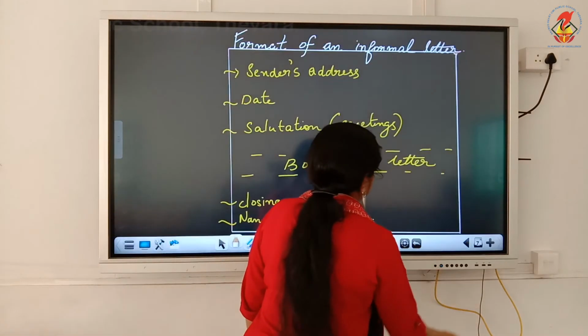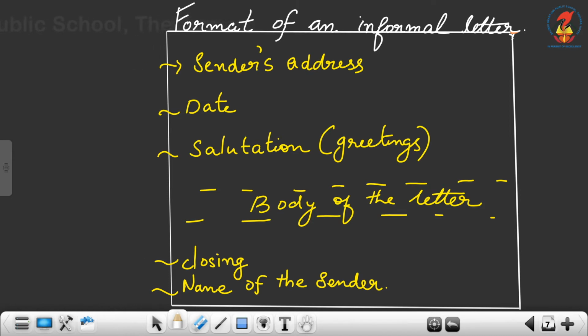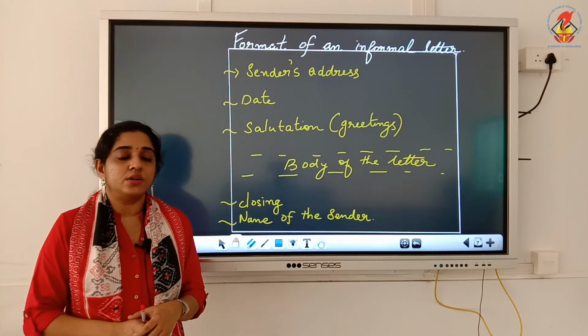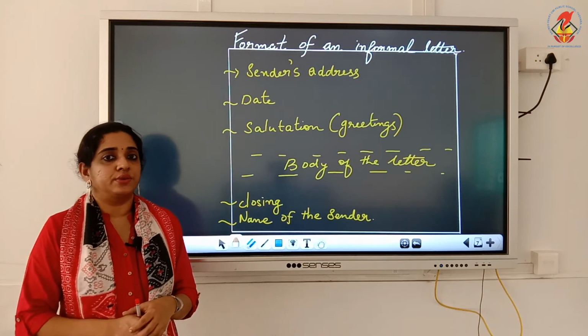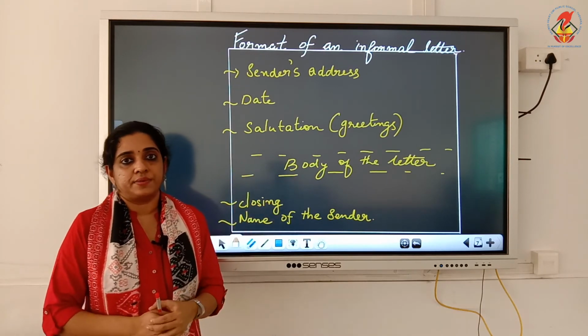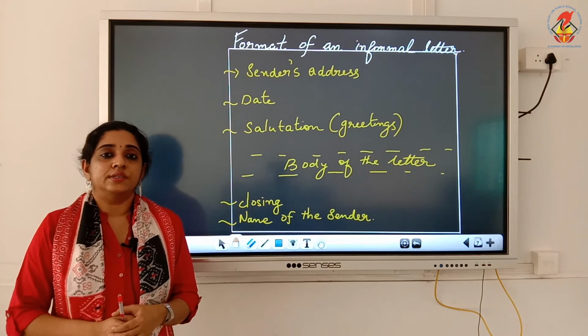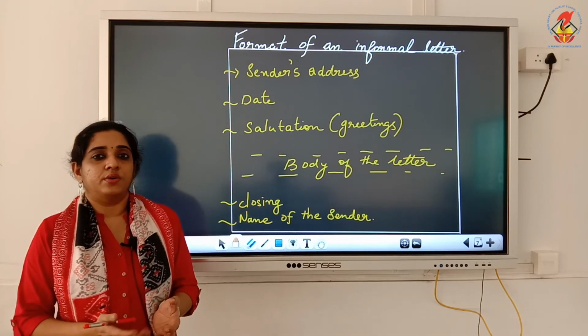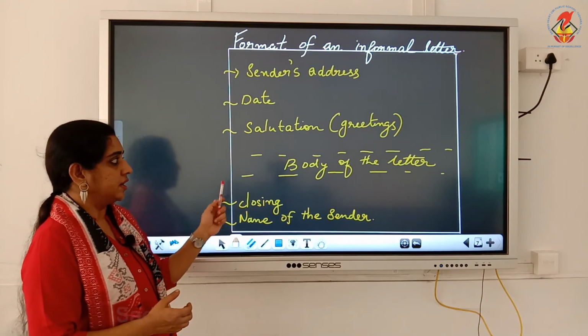Now I will just show you the format. See, sender's address. Sender's address means if I am writing, I should write my address here, followed by the date. How do you write the date? Date is 12th October 2020. Like that you should write the date. Then salutation, or greetings. What do you mean by greeting? Like dear friend, dear grandfather or grandmother, dear aunt, uncle.